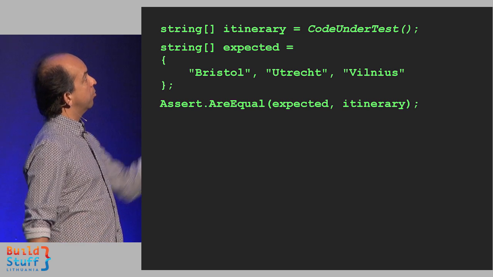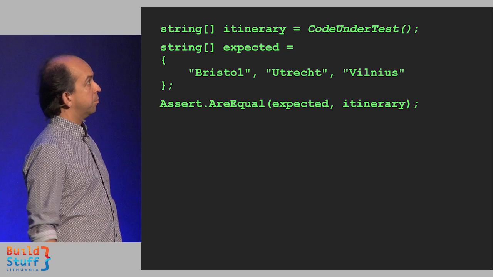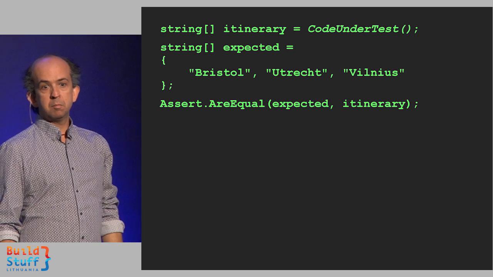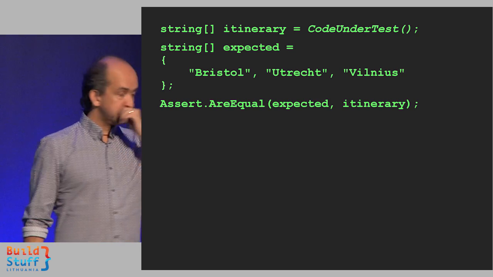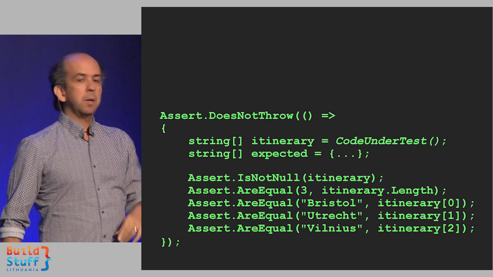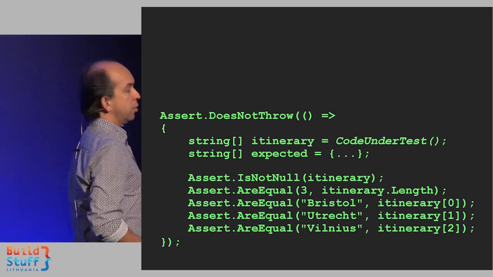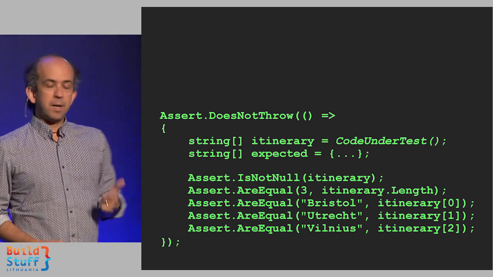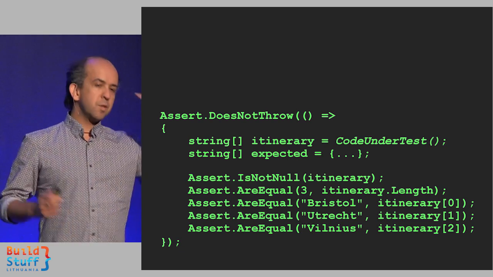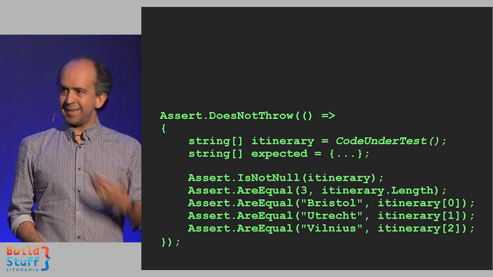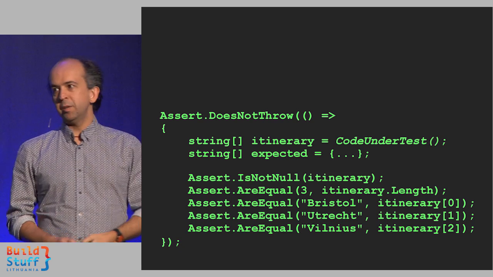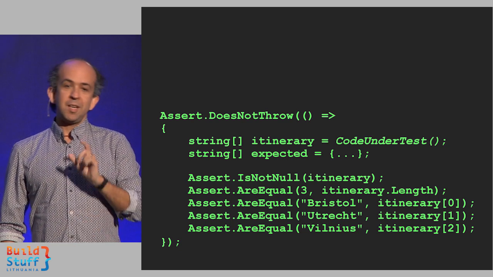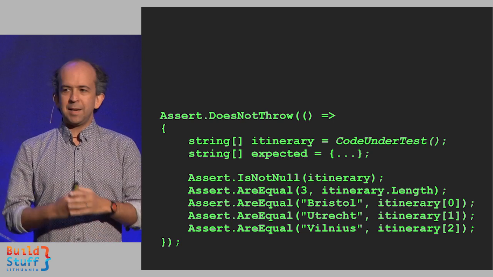So I can go ahead and I can write a single assertion, okay? That the itinerary I've got from the code under test is exactly what I expected. No problem, 1 assertion. Let's break that down. That assertion is equivalent to: assert that the resulting array is not null. Assert the resulting array has 3 elements in it. Assert that the 0th element, the first element, and the second element are Bristol, Utrecht, Vilnius. And assert that none of this throws. That's 6 assertions. Oh crap, we're going to have to break out the test.